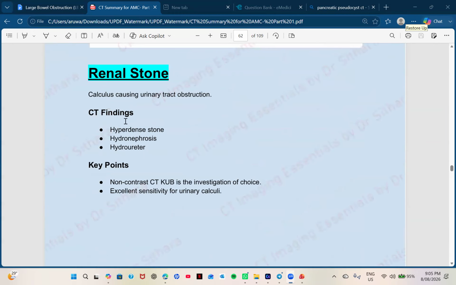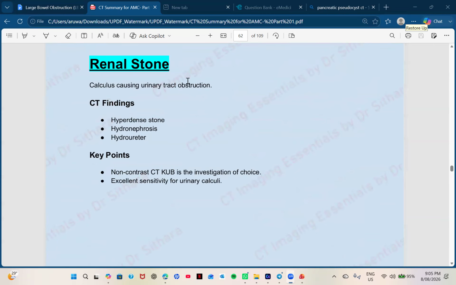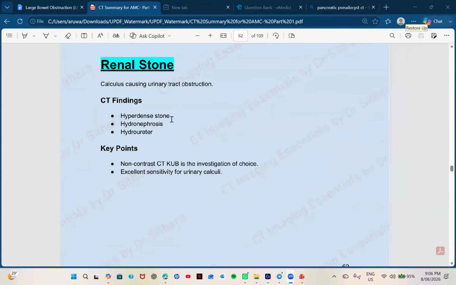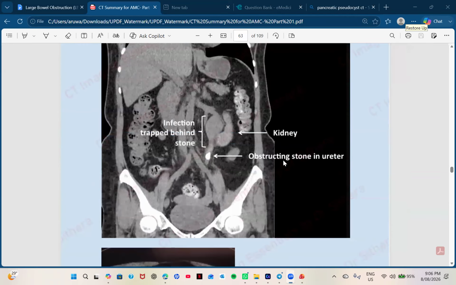Okay, so another thing: when we discuss the renal and pelvic pathology, renal stones. You can very brightly see the renal stones, right? On CT you can see hyperdense stones, with associated hydronephrosis or hydroureter. These are the features. Okay, here an obstructing stone, a very bright color. You can see this stone, right? Here, this patient has an associated infection behind the stone, right?